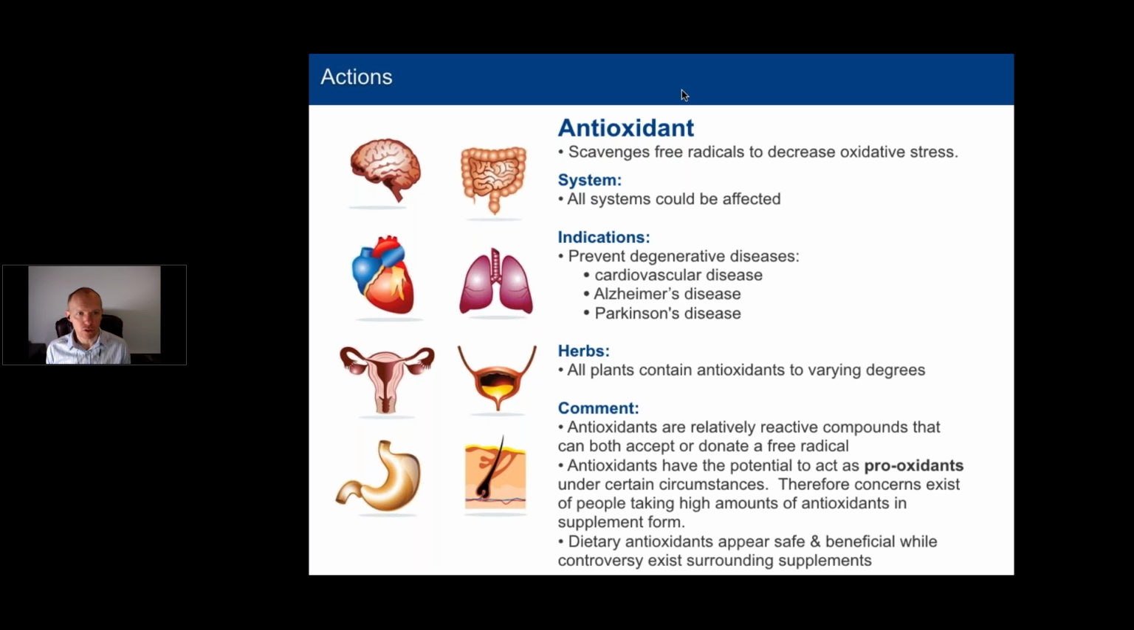And certainly the research shows without a doubt that diet and all the plants and vegetables in our diet, fruits and vegetables, contain lots of antioxidants and help to prevent diseases like cardiovascular disease, Alzheimer's, Parkinson's may play a role in that as well. And I can't think of too many disease processes that wouldn't be affected by various antioxidants.